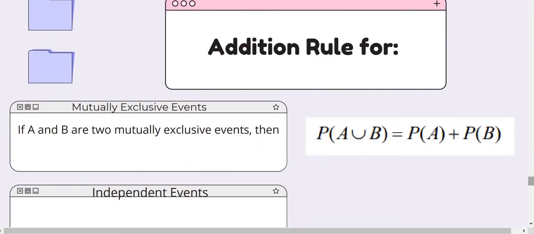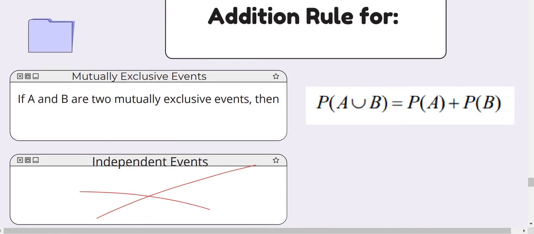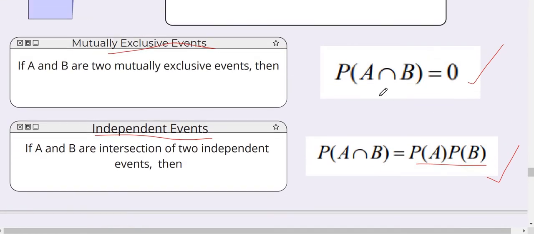For the addition rule, same thing, I divide it into mutually exclusive events and independent events. But class, for the addition rule, there is no independent event. Okay, right? So for mutually exclusive, when it's A union B, we just have P(A) plus P(B). Because of what? Refer back here, because A intersect B is equal to 0 if it's mutually exclusive.